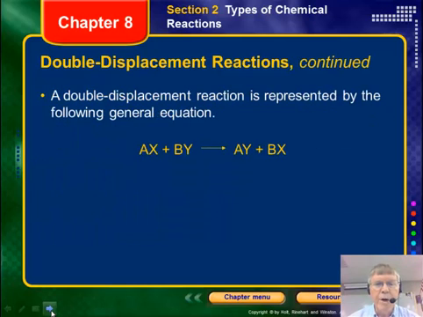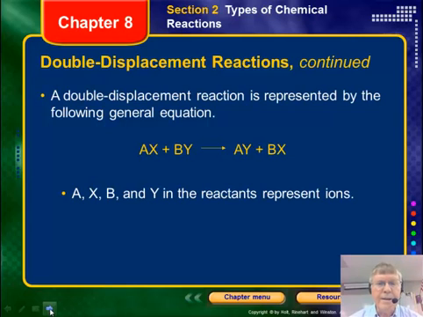You have the general equation AX plus BY yields AY plus BX. You'll notice that we start with two compounds here. You have a metallic and a non-metallic ion here, and you can either trade places with the two metals or the two non-metals. In this case, we've traded places with the two non-metals. That gives us AY plus BX. If you should choose to change the positive ions, you would get BX plus AY. It would just change the order here, but it would not change the end result. You still have those two compounds.